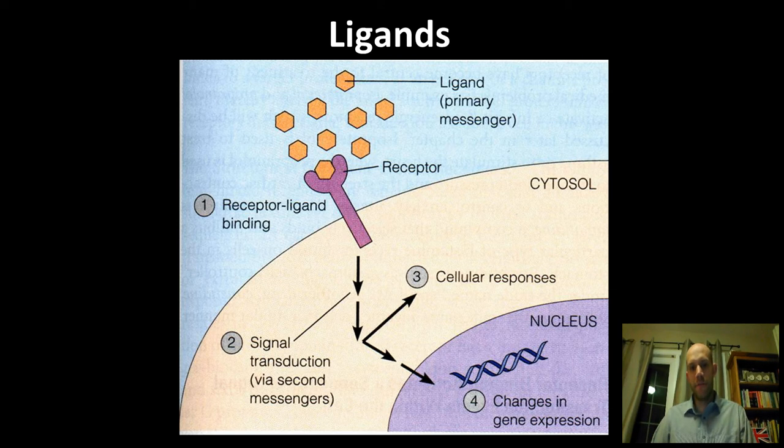First of all, we're going to have a receptor binding to it. Then we'll have the signal transduction, secondary messengers within the cytosol. We'll talk more about those in a moment. That's going to lead to either cellular responses, changes in the cell's gene expression, or possibly both of them.